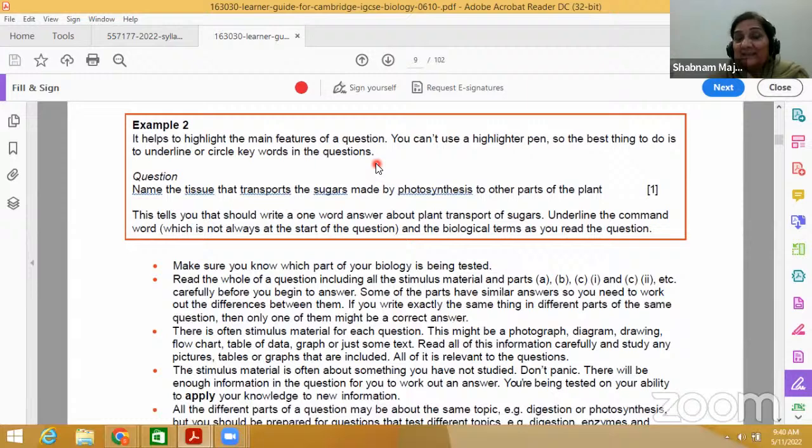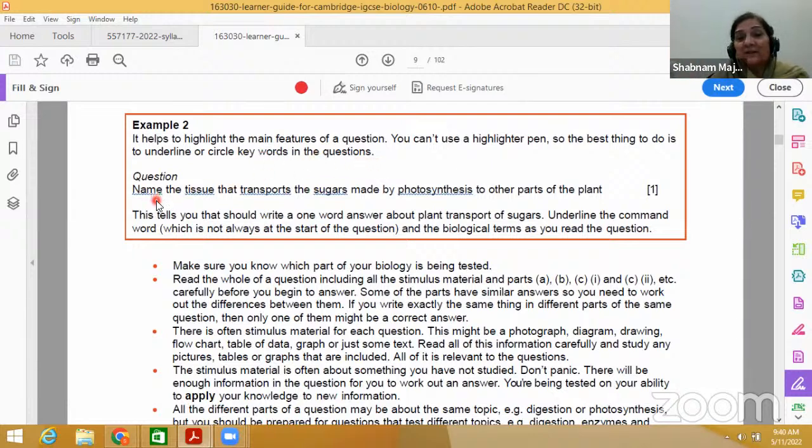You underline the command terms, and you see what is being asked for in your question. Even if you need to do rough work, write one word for your own information. You can even use the margins for that information, so that you can write the answer.